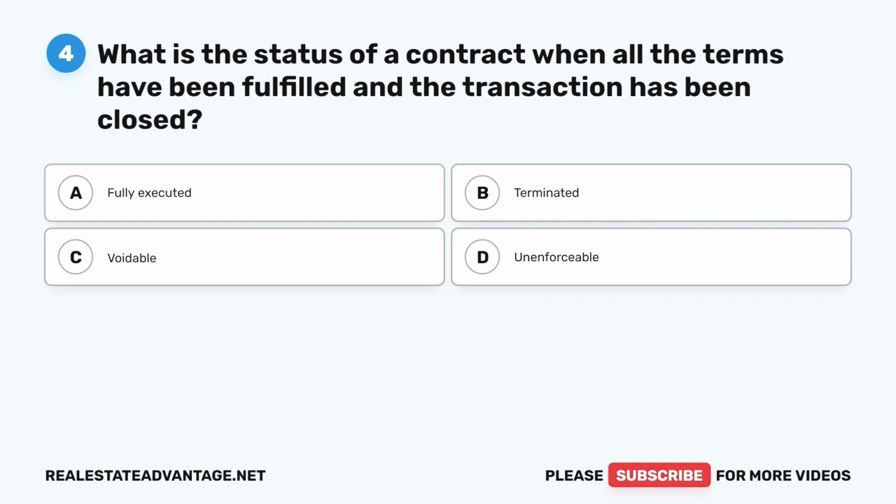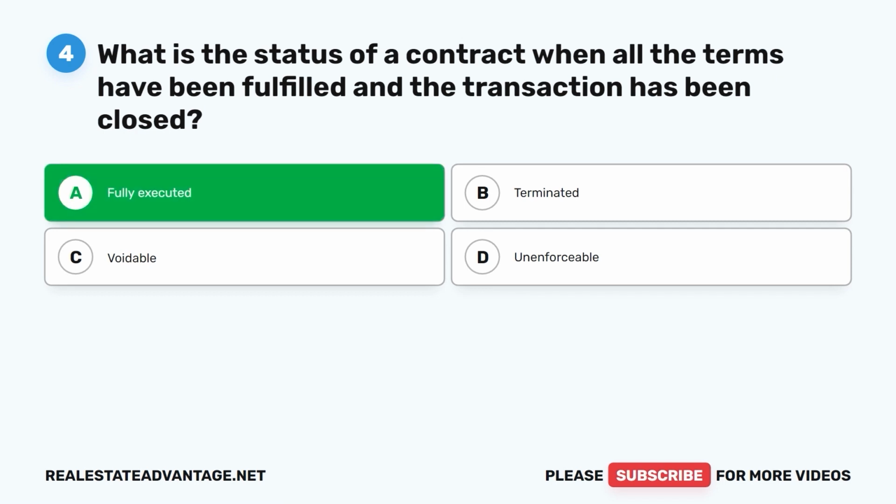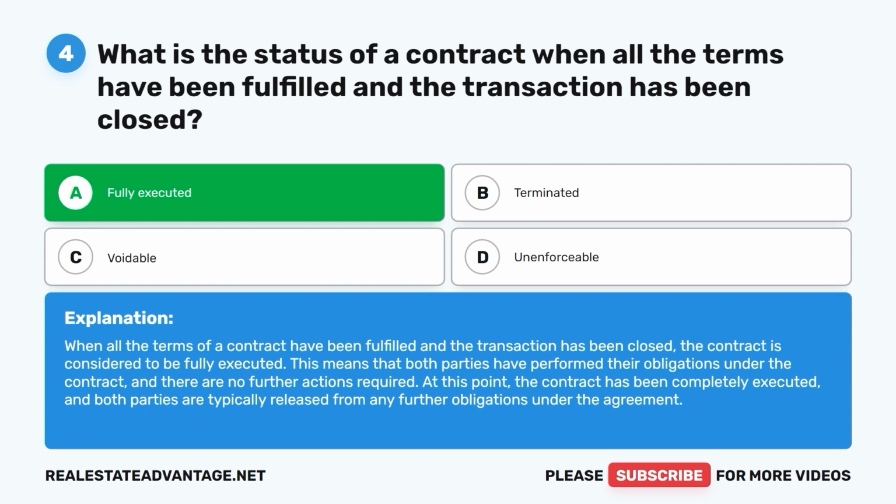Question 4. What is the status of a contract when all the terms have been fulfilled and the transaction has been closed? A. Fully executed, B. Terminated, C. Voidable, D. Unenforceable. The correct answer is A. Fully executed. When all the terms of a contract have been fulfilled and the transaction has been closed, the contract is considered to be fully executed. This means that both parties have performed their obligations under the contract and there are no further actions required.